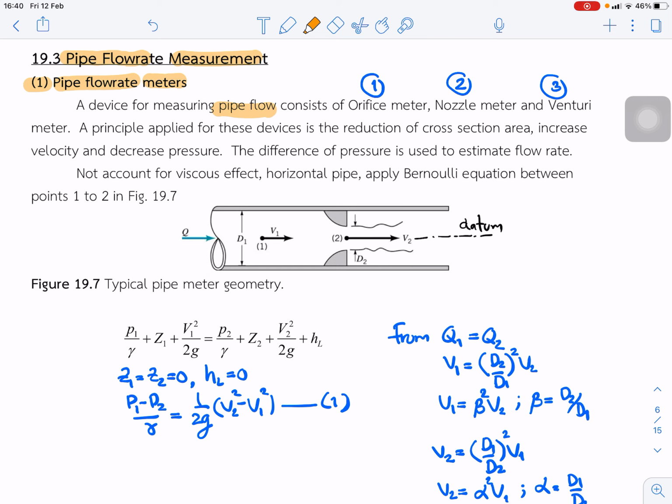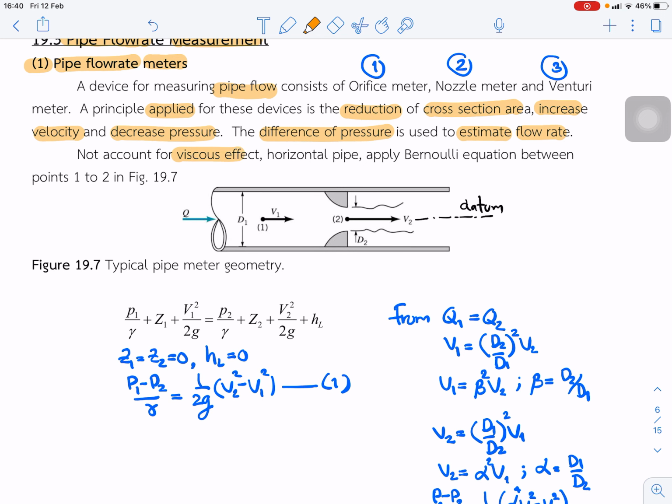The principle applied for these devices is the reduction of the cross-section area, which increases the velocity and decreases the pressure. Then the difference of pressure is used to estimate the flow rate, and we do not account for the viscous effects.